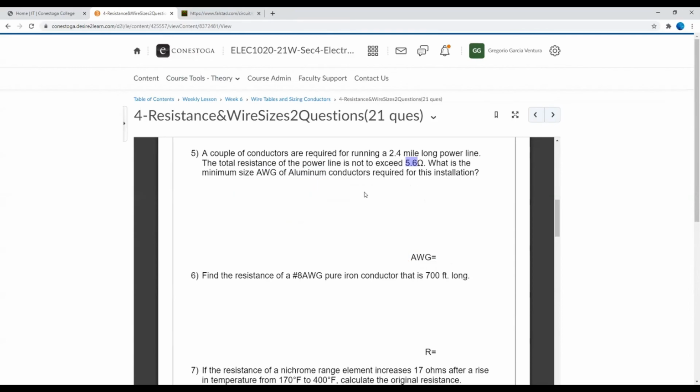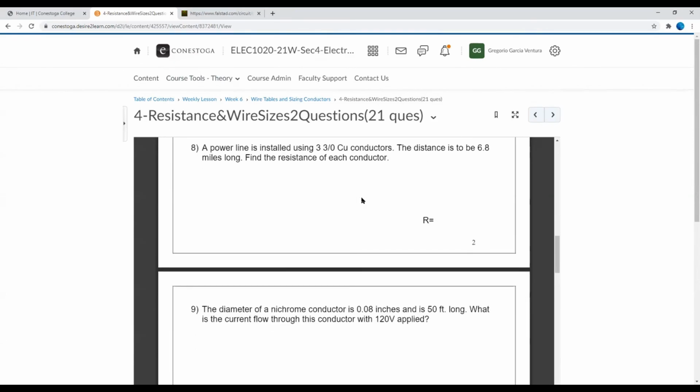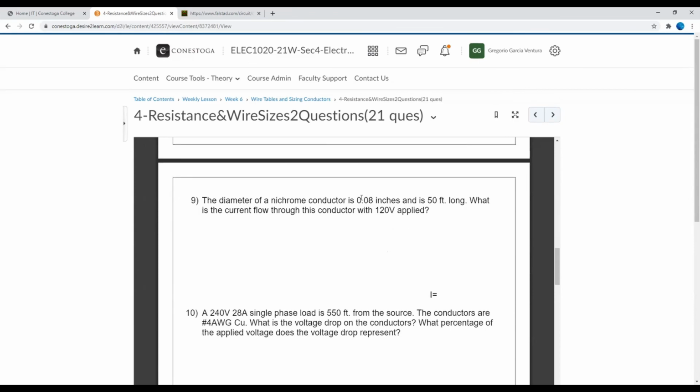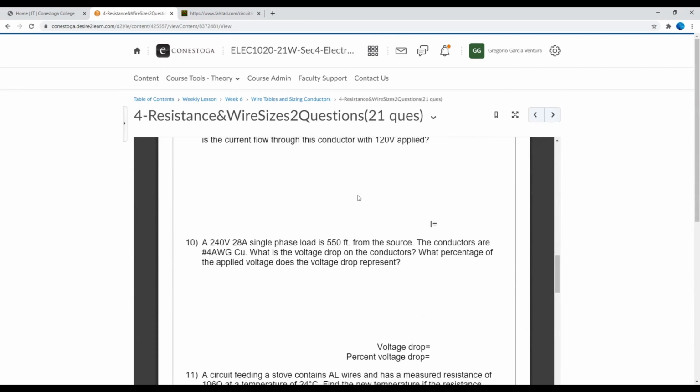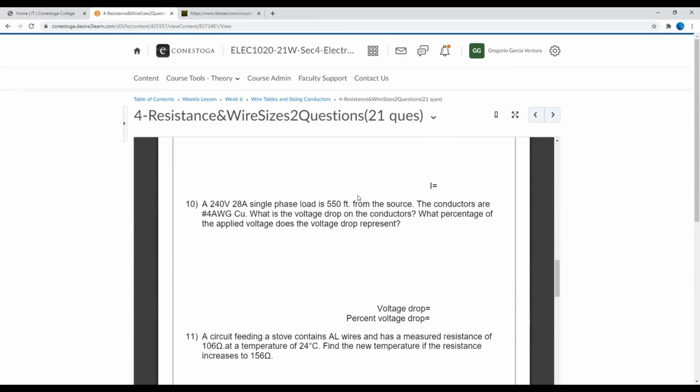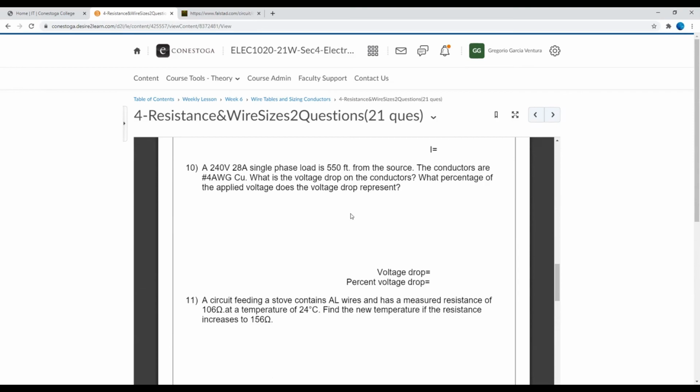So let me show you another example then. Okay, so let's do a problem like this. Let's do problem number 10. We have a 240 volt, 28 amps, single phase load, 550 from the source. So you can picture what we have. This is my source. And right here, I have my load.